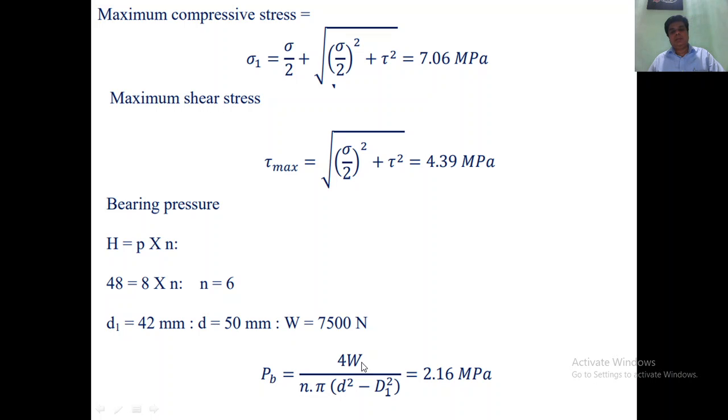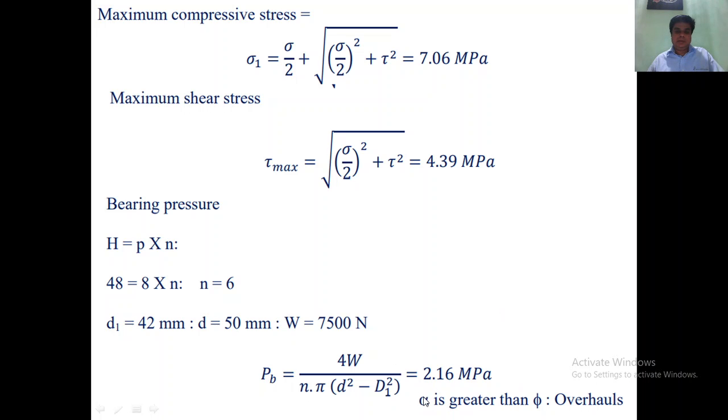So bearing pressure is nothing but force by area. So since the square thread is having 2 diameters, so area will be pi by 4 d2 square minus d1 square, outer diameter minus inner diameter. And you have to multiply it by number of threads here. So that gives the bearing pressure. So if the bearing pressure is given and weight is given, diameters are given, you can calculate the number of threads also. Number of threads which bear or which are in contact with the screw thread.